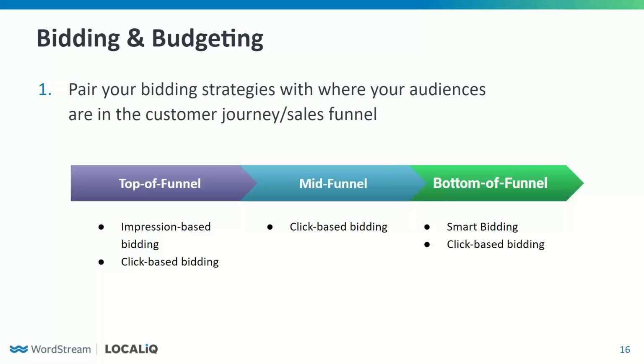For that bottom of funnel users, this is where I would recommend using smart bidding, since they are that much closer to making that purchase, to signing up, to taking your offer, and that conversion-based algorithm that Google uses can be very useful. Or if you are looking to control costs as opposed to using smart bidding, continuing with using a click-based bidding strategy always can make sense.